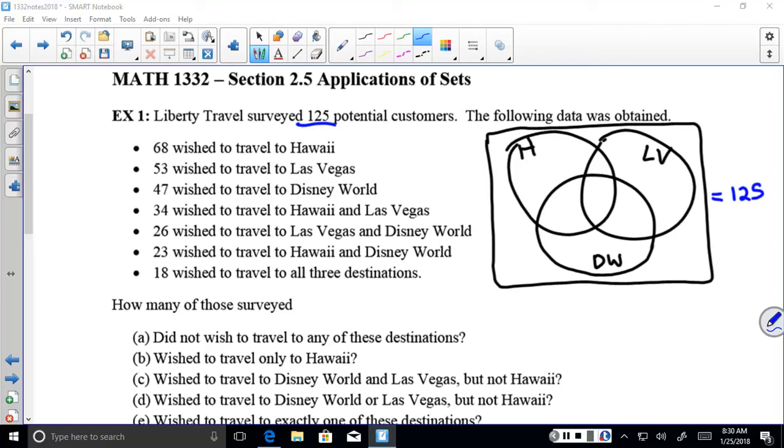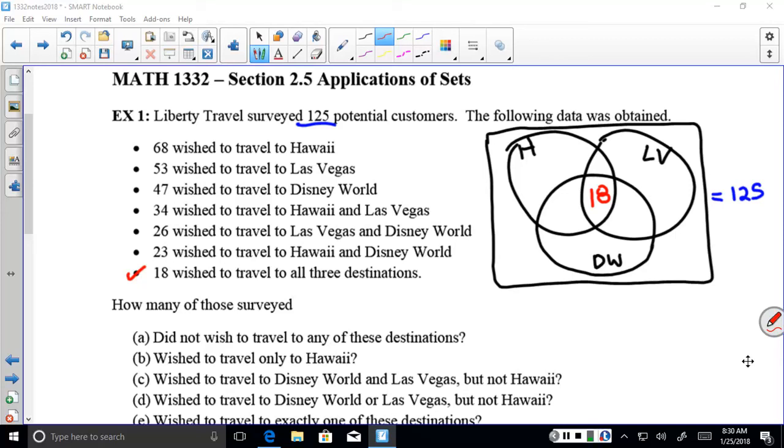18 wish to travel to all 3 destinations. So they want to go to all three places, so they're going to be in all three circles. So drawing your 18 in right there, now you're kind of realizing, man, I'm not real good at these circles because I can barely fit my 18 in here, right? And then I check it off, so I know I did that one.